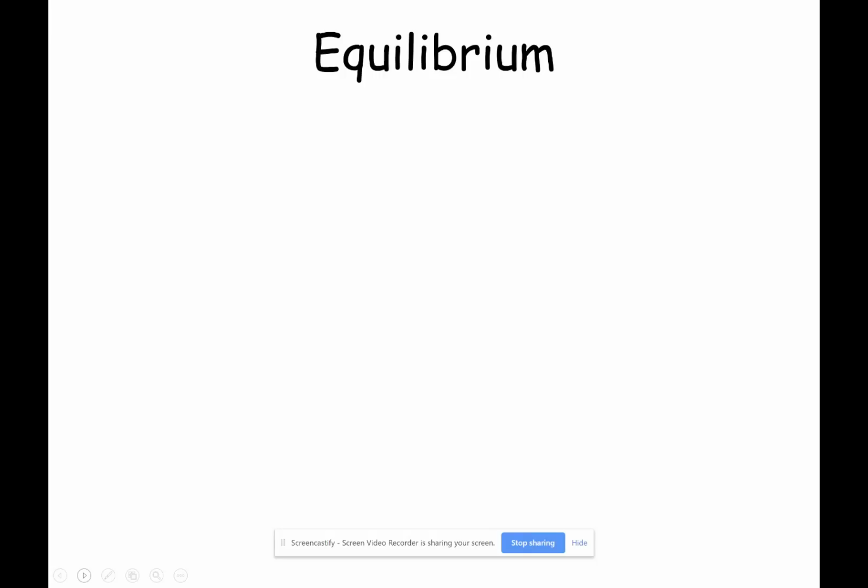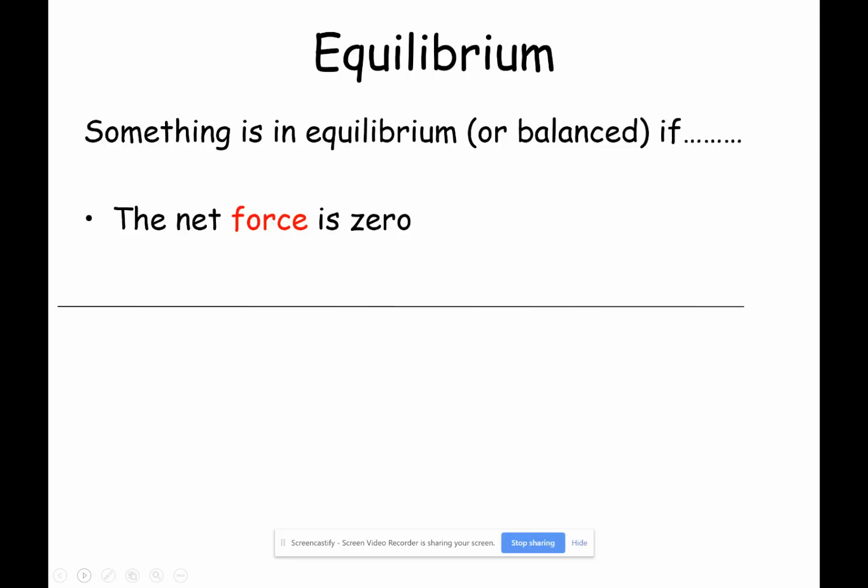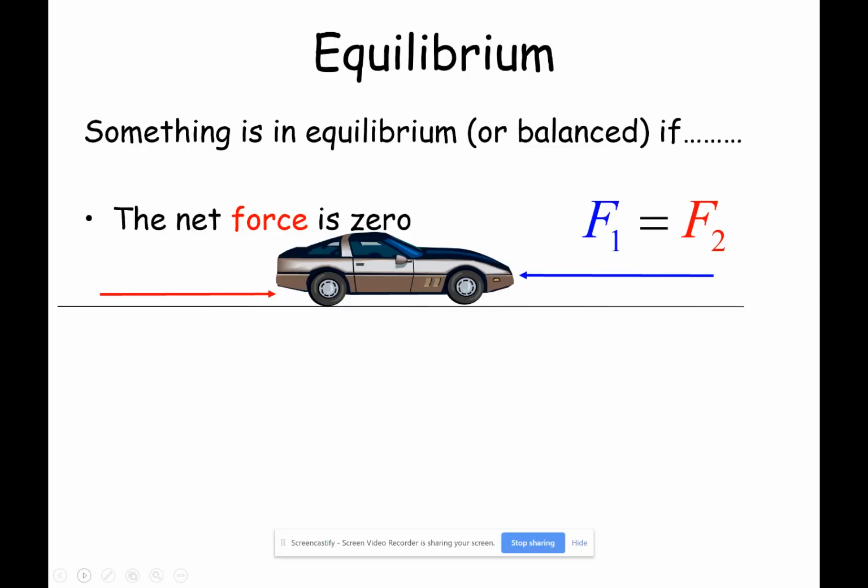Again, equilibrium. The world wants to be balanced. It really does. The world wants to go into balance, but it tries to go into chaos. So something is in equilibrium, or balanced, if the net force is 0. We've talked about that. The force that's making the object go equals the force that's trying to slow it down. And also, the net torque is 0.